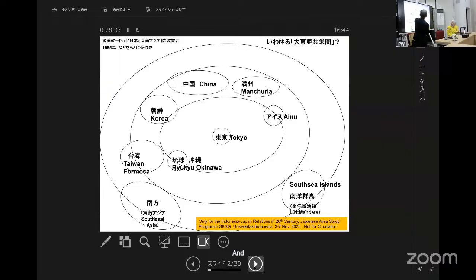And this is, I think, a framework of the Japanese concept of East Asia, which tried to control the Greater East Asian Co-Prosperity Sphere. Firstly, Tokyo tried to integrate the Ainu people, that is Ezochi or Hokkaido. And also Ryukyu, Okinawa, was integrated into the former Japanese Empire as Okinawa Prefecture.